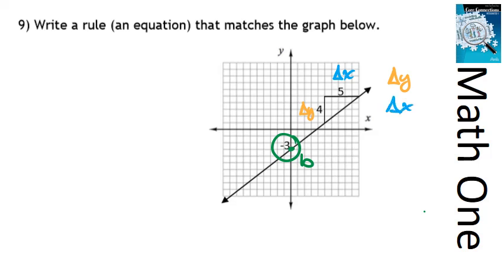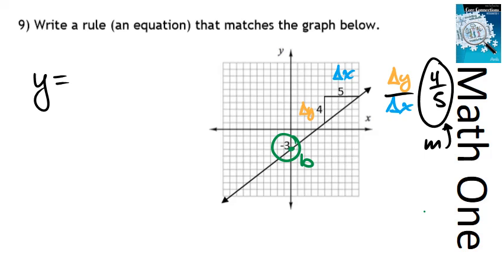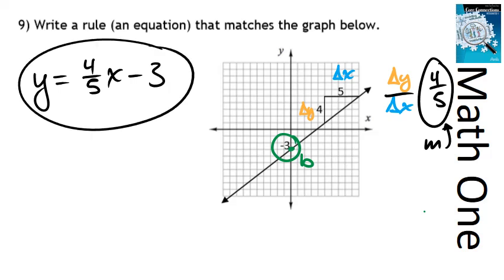So if we take those two values, right, we've got a change in y of 4 and a change in x of 5. This ends up being our other parameter, right, the slope ratio. So I can write the equation of the line. It is y equals, let's see, 4 over 5, so 4/5 x, and then plus -3 or just -3. So that is the equation of the line in question 9.